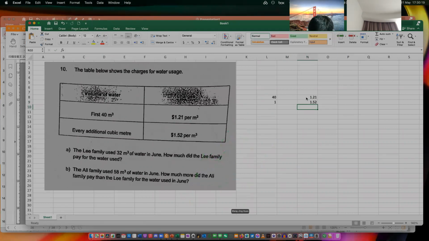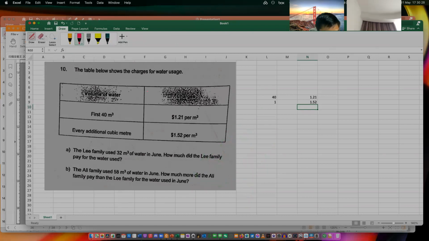Can I continue? Yes. Good. It says the Lee family used 32 in June. So how much did the Lee family pay for the water use? Basically it says the first 40 meter cube, per meter cube is 1.21. So 32 is less than 40. So each meter cube you get charged for this. So what you do, you just input the 32 here, and then you times these two together.